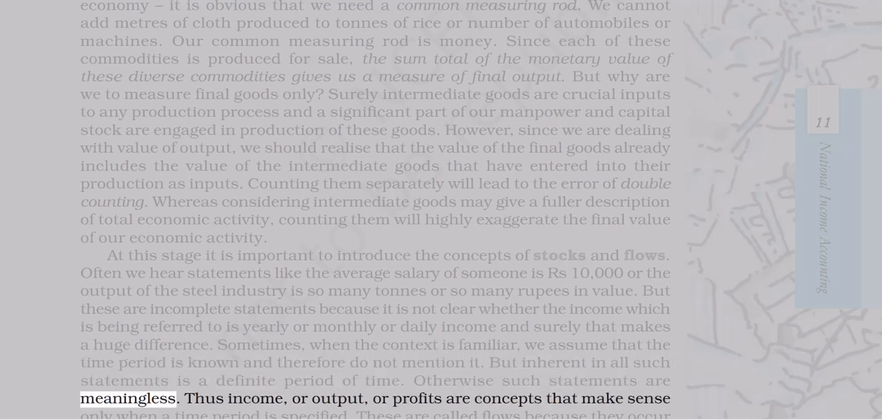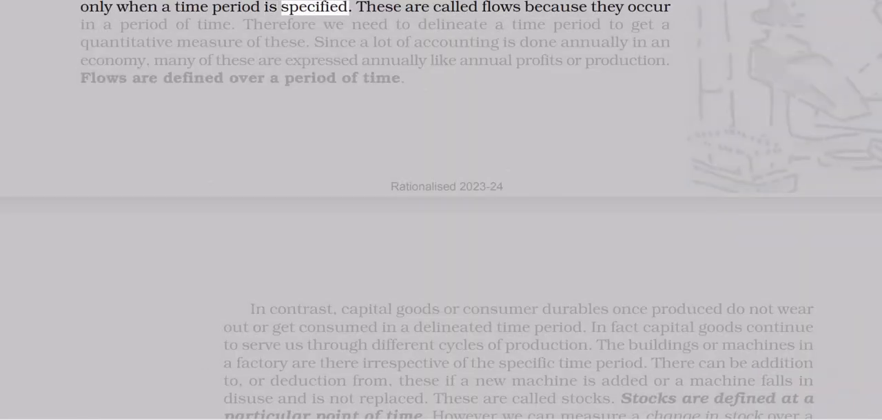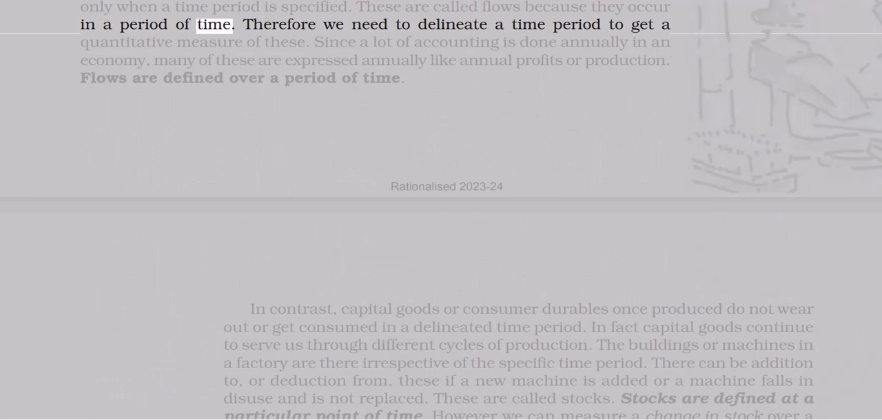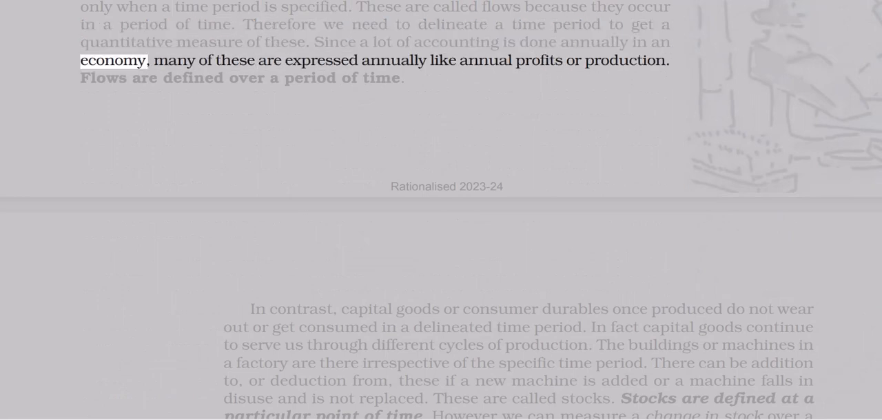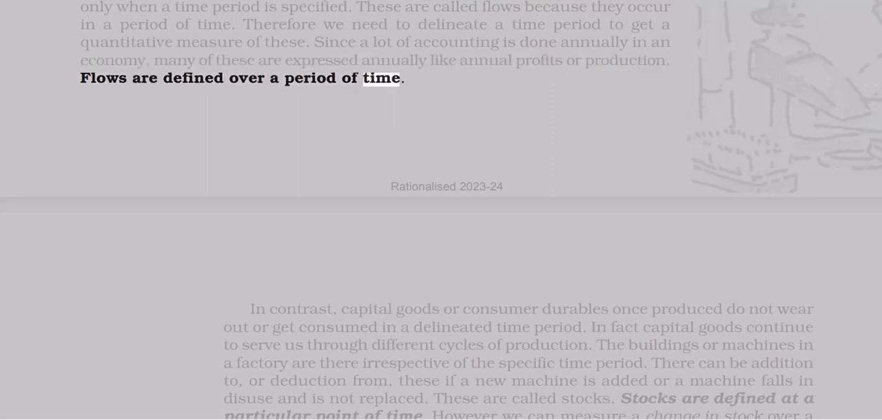Otherwise, such statements are meaningless. Thus, income, or output, or profits are concepts that make sense only when a time period is specified. These are called flows because they occur in a period of time. Therefore, we need to delineate a time period to get a quantitative measure of these. Since a lot of accounting is done annually in an economy, many of these are expressed annually, like annual profits or production. Flows are defined over a period of time.